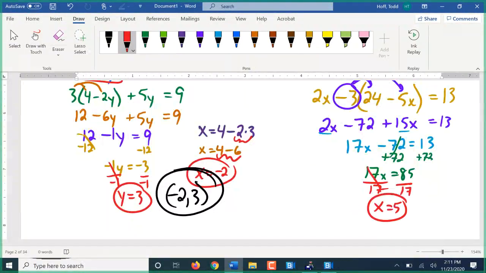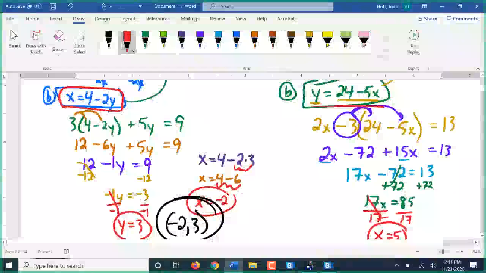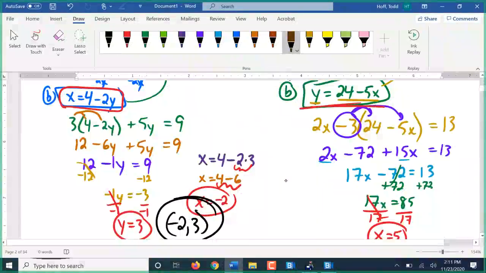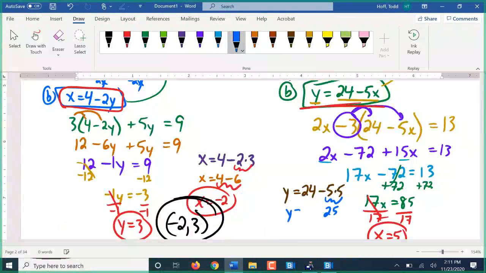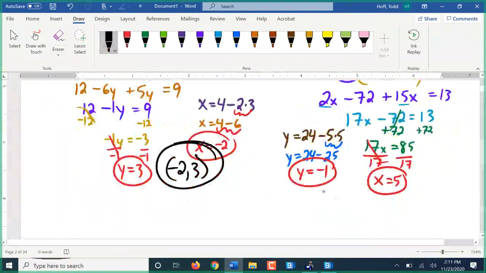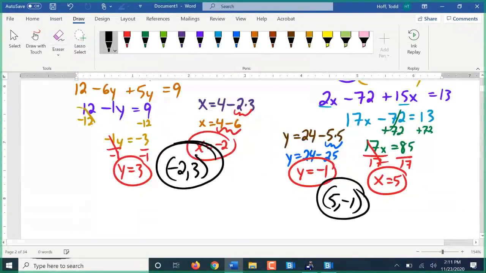Now I need to solve for y. I've got equation B already solved for y, so I'll plug it in there. y equals 24 minus 5x becomes 5 times 5. 5 times 5 is 25, so y equals 24 minus 25, which gives us y equals negative 1. So our solution there is x is 5 when y equals negative 1 is the solution for both equations.